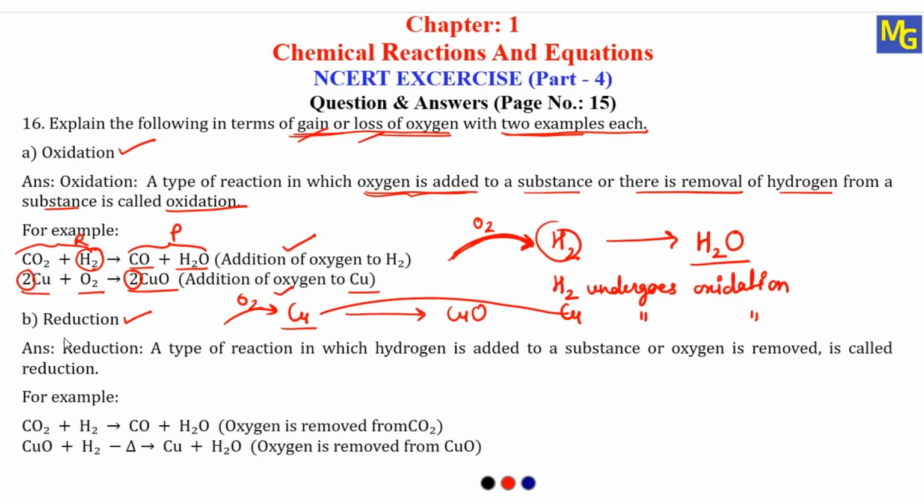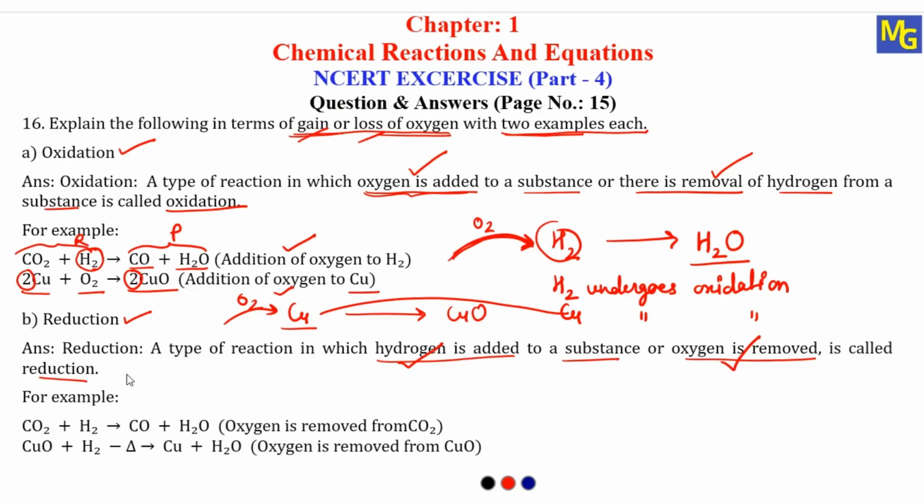Now the second one is reduction. What is reduction? A type of reaction in which hydrogen is added to a substance or oxygen is removed is called reduction. So it is the reverse of the oxidation reaction. In oxidation, hydrogen is removed; in reduction, hydrogen is added. In oxidation, oxygen is added; in reduction, oxygen is removed. So this is the hint which you have to remember: the oxidation reaction is exactly opposite to the reduction reaction.